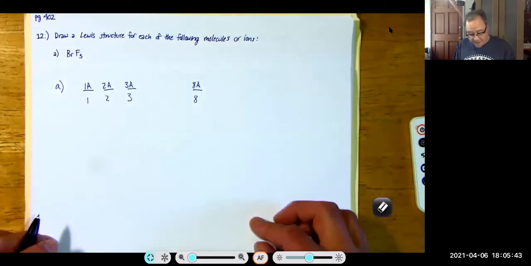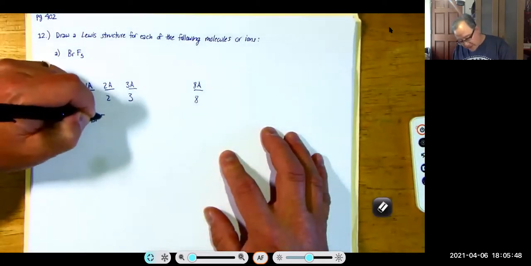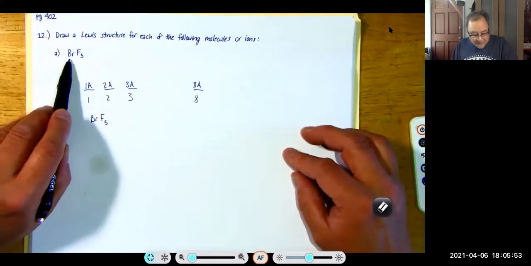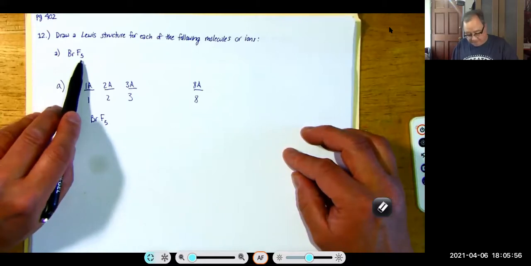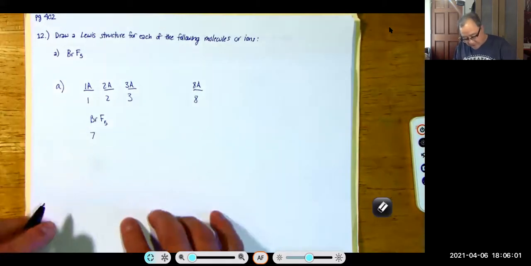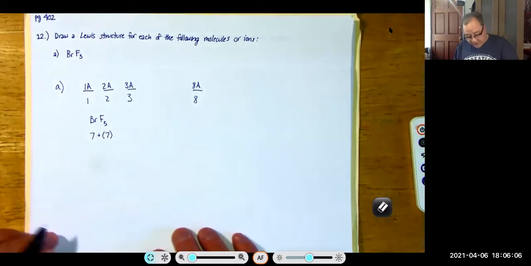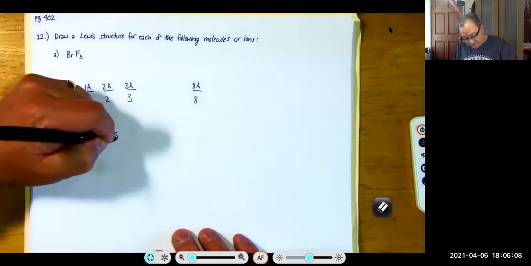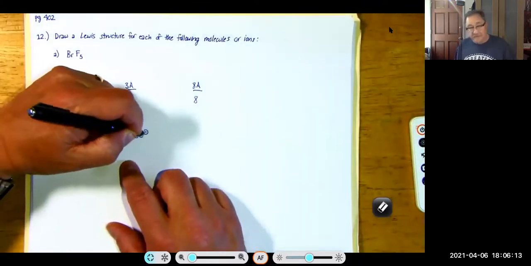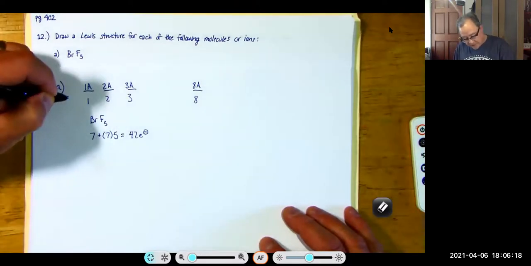All right. So to count valence electrons for bromine pentafluoride, there are 7 for each bromine because it's in group 7. There are 7 for each fluorine because it's in group 7, but there's 5 of them. So essentially you're going to have 42 electrons. Okay, so that's the first thing you do.